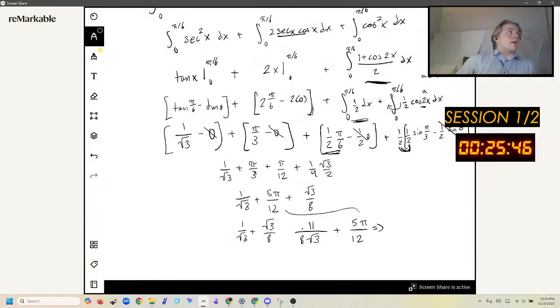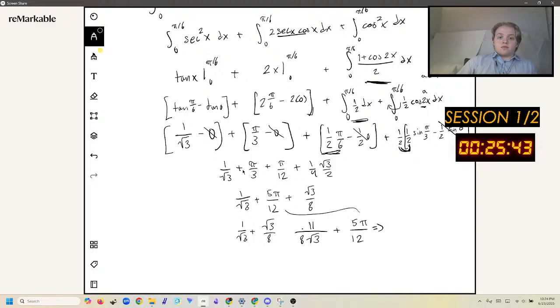Alright, we're back. Let's do the last bit of combining. 12 times 11, that's 120, 132, plus 8 square root 3 times 5 pi, that's 40 pi square root 3, all over 12 times 8, it's 96. 96 square root 3.